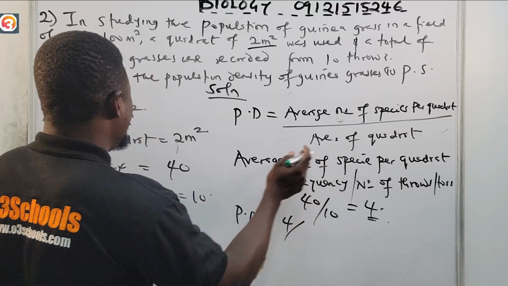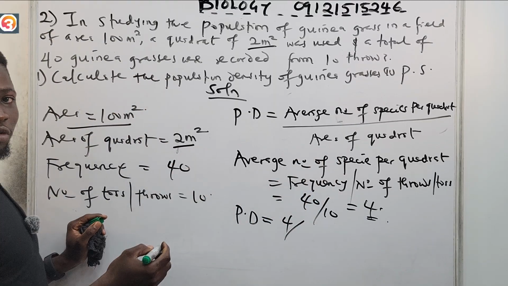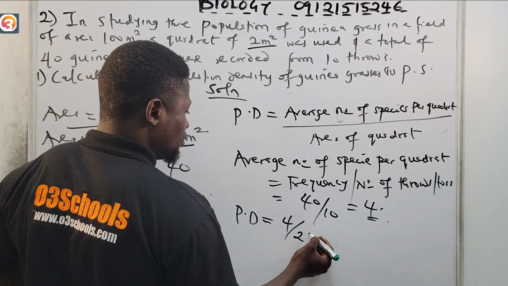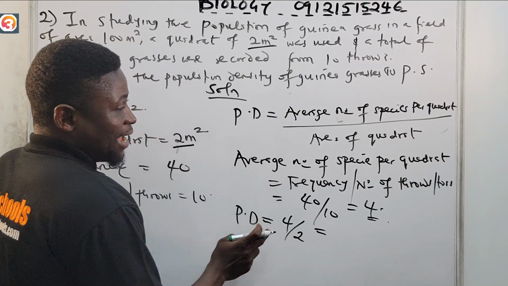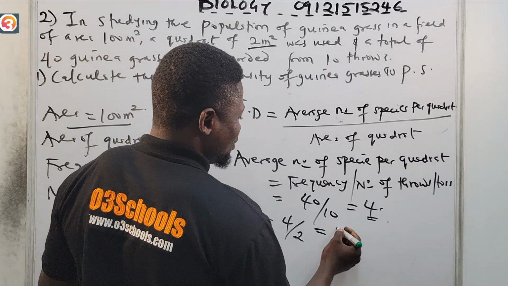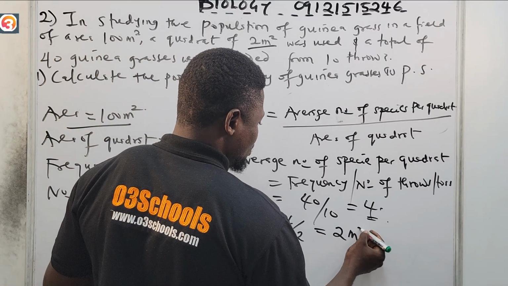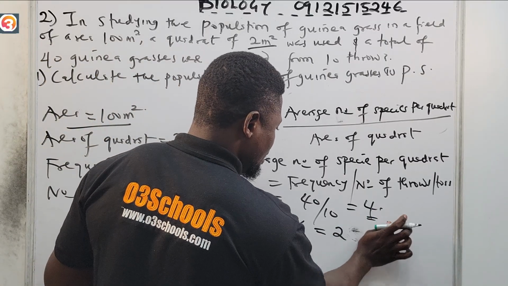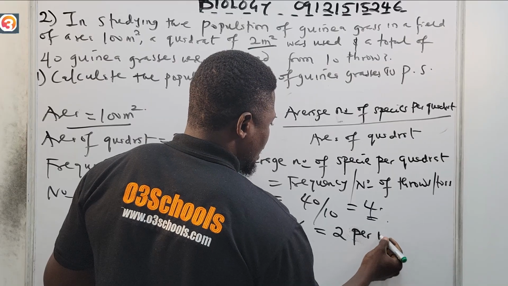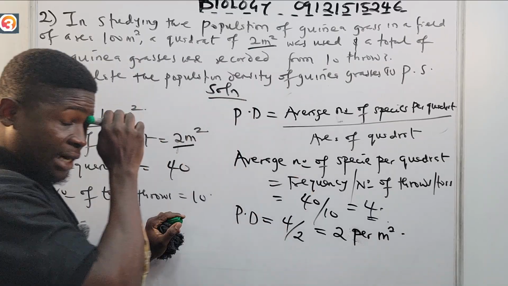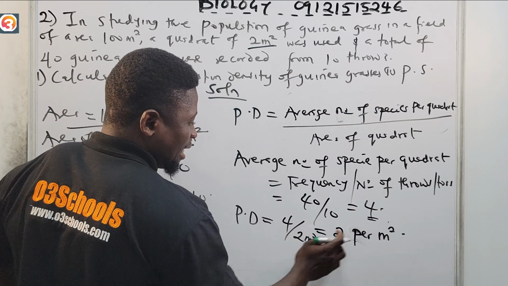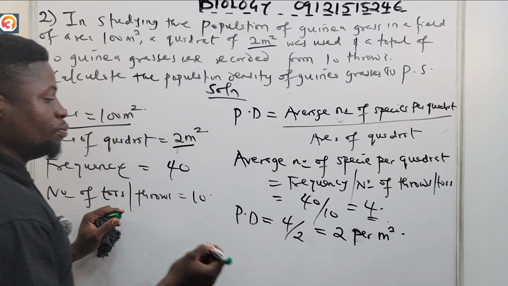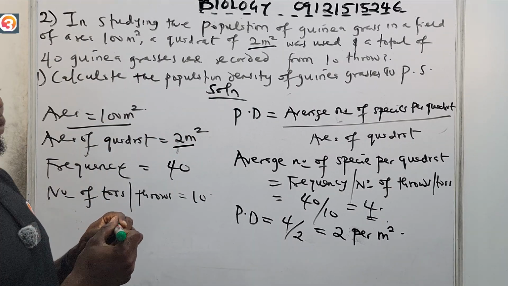All over the area of the quadrat. The area of the quadrat here is 2 meters square, so divided by 2. So our population density here will be 2 per meter square, because the unit is meter square. So 2 per meter square is our answer for the population density.